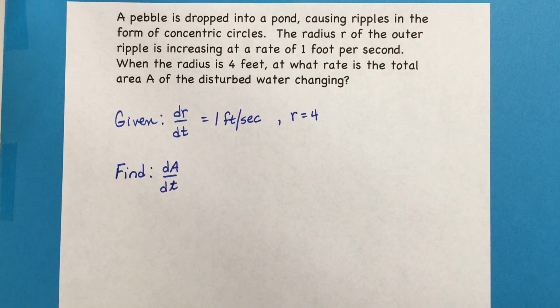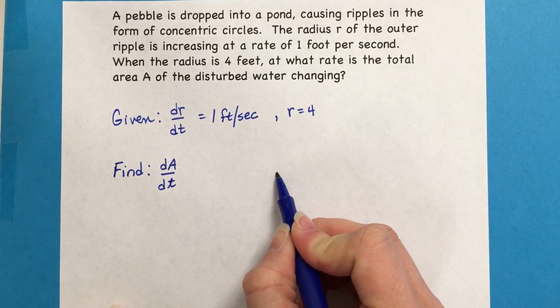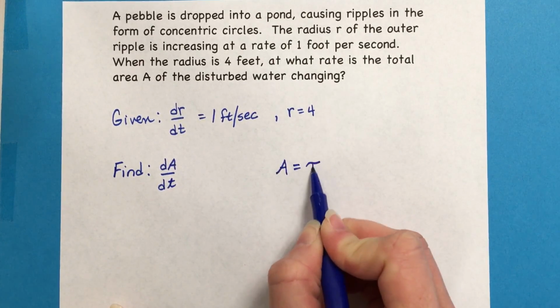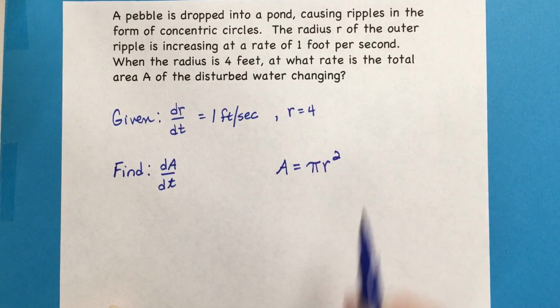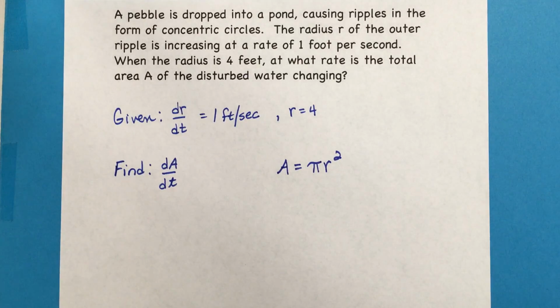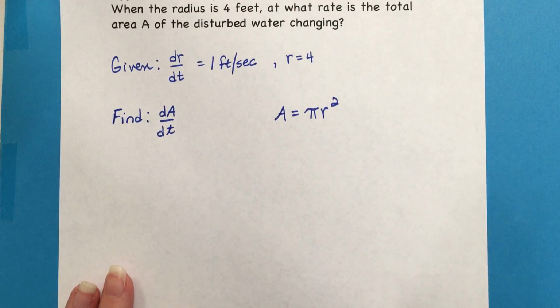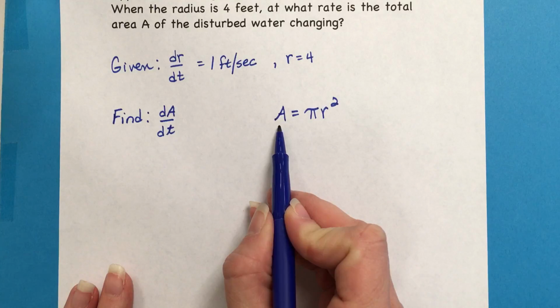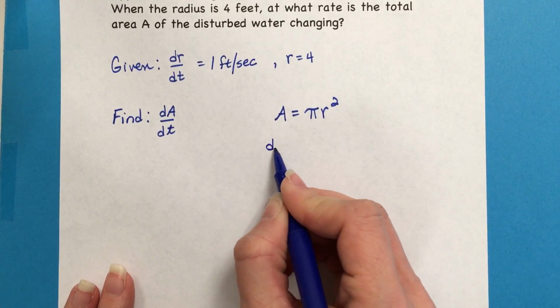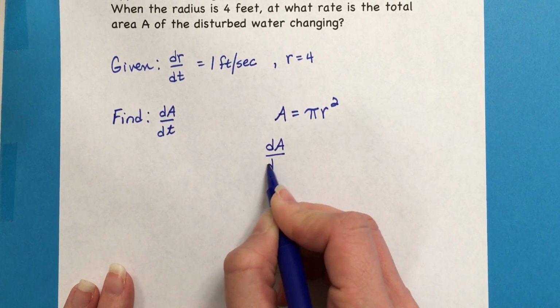So now I've got to get an equation. Well, you're talking about the area of a circle, so your equation is going to have to be the formula for the area of a circle. So A equals pi r squared. Okay, so now you're ready to do your implicit differentiation. So you're taking the derivative of A, but with respect to time, so that would have to be dA/dt.